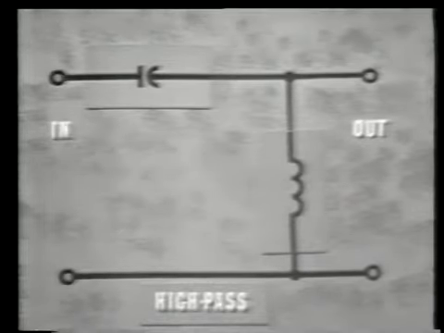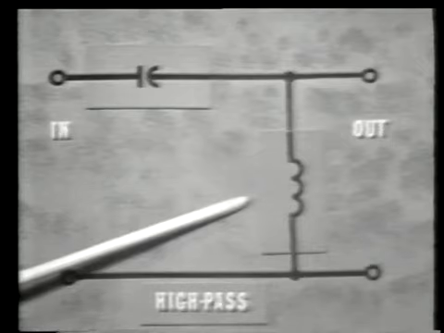Now, the shunt opposition must be minimum at low frequencies to shunt the output voltage, and maximum at high frequencies to develop the output voltage. And this is what the shunt inductor does. So the shunt inductor is always used to pass high frequencies and reject low frequencies. This circuit then is an inverted L high-pass filter. It passes high frequencies, rejects low frequencies.